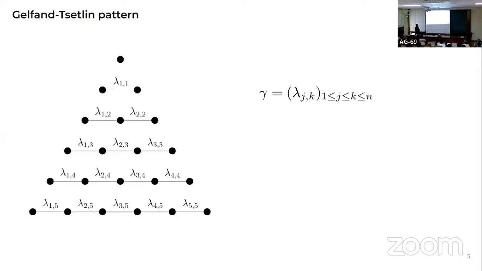Now we'll see a Gelfand-Tsetlin pattern. Consider a collection of values, lambda j k's. It is said to be a Gelfand-Tsetlin pattern if it satisfies the interlacing condition, which means that for any entry, it is smaller than the entry to the southwest and larger than the entry to the southeast.